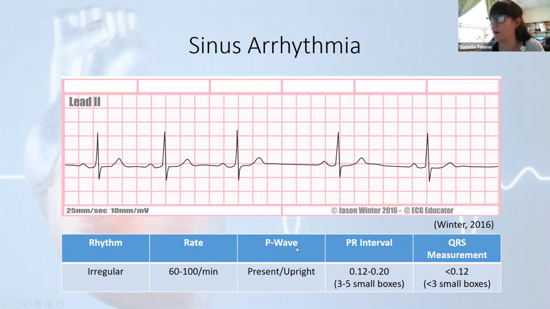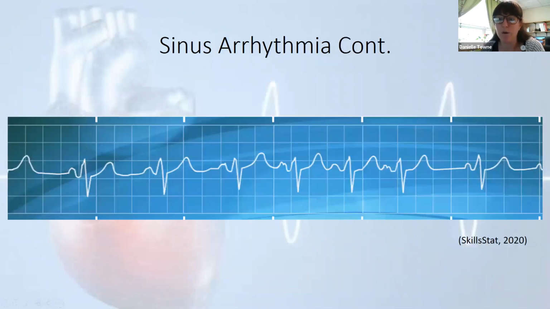Rate tends to be about 60 to 100, P wave present and upright, PR interval is normal, QRS complex measurement is normal. What are some causes of sinus arrhythmia? Well, breathing in and out can be a factor. This rhythm is fairly normal and typically occurs in young, healthy adults. Due to the vagal tone that occurs with inspiration, the heart rate will vary.